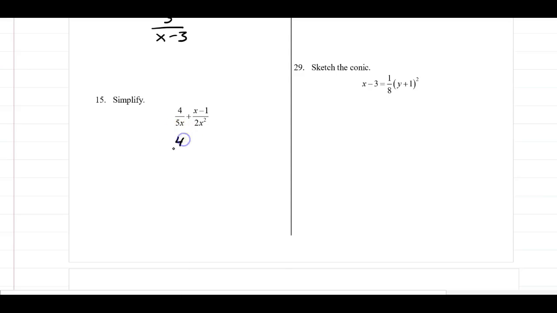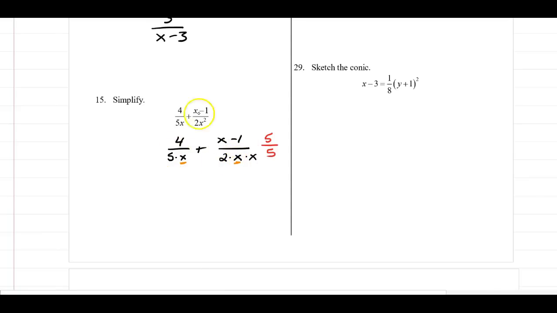Alright, so in order to add, we have to have common denominators. And so what I'm going to do is factor the bottom, just so we can see what's happening here. The fraction on the left has a 5, this one has a 2, so to be fair, this one needs a 5 also. Now this one has an x, and this one has an x, so that's good.